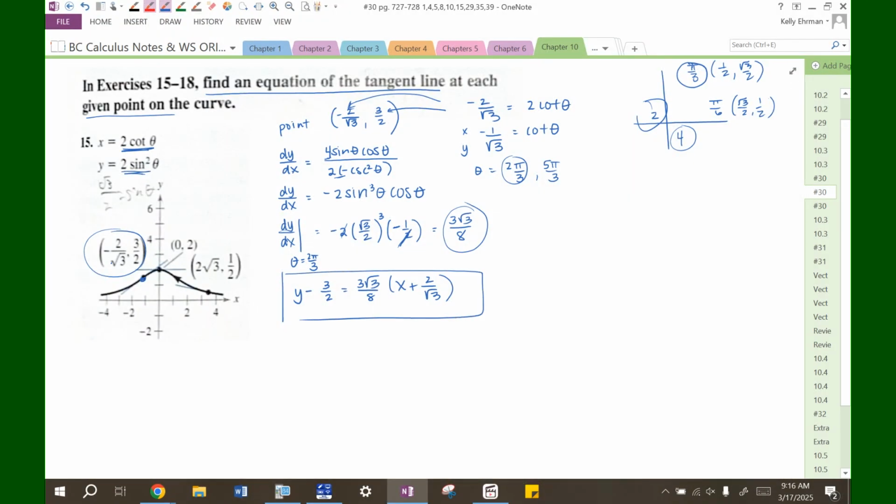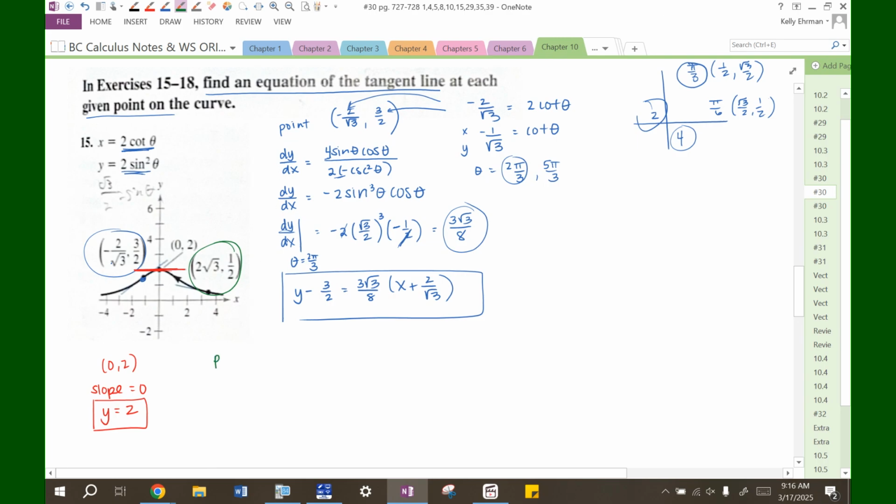Now, I can use the picture to my advantage a bit. This definitely is a horizontal tangent. So when the point is 0, 2, I can see that the slope is just 0. So let's not do a bunch of calculus. Let's just say, okay, that's the horizontal line, y equals 2, because that's the y coordinate it goes through. Save ourselves some time on that. And then what about this one? So I already have dy dx. I don't have to do that again.